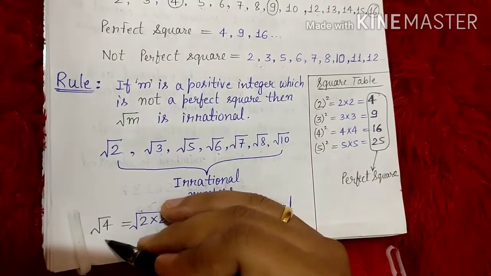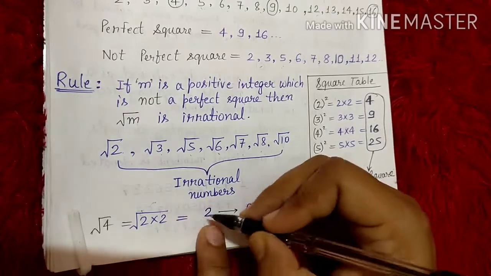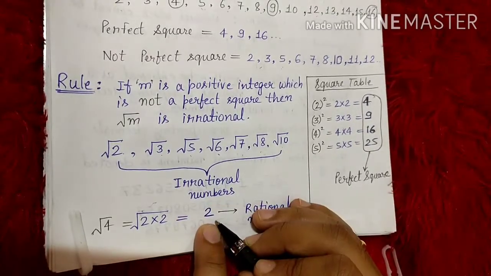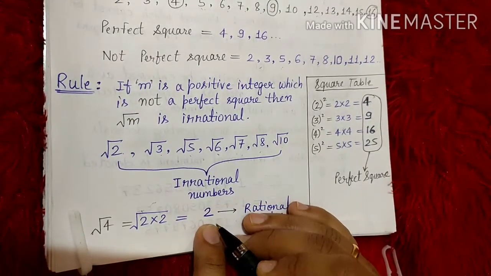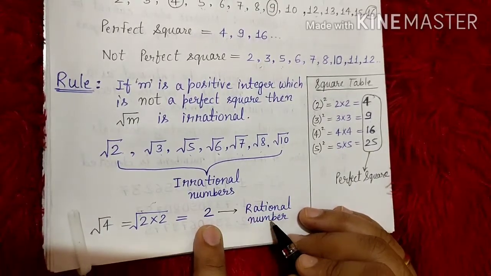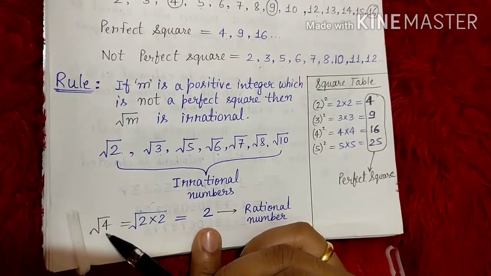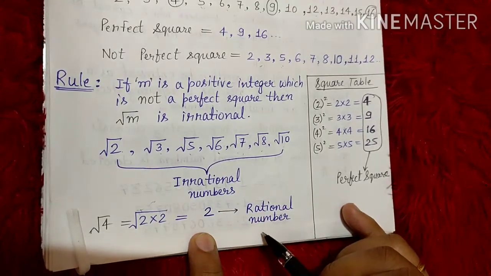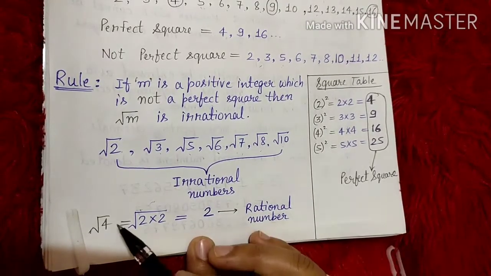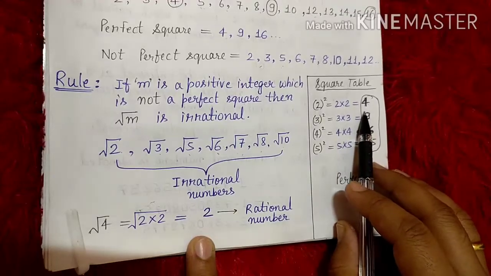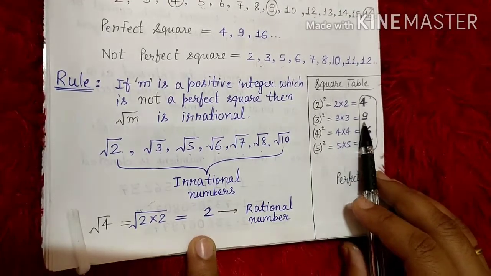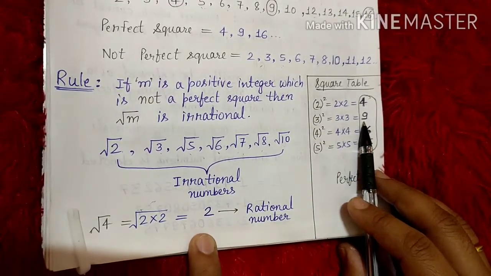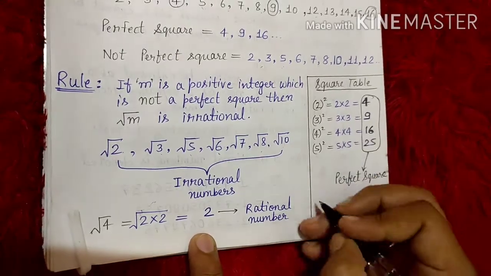So the square root of 4 is 2, and 2 is not an irrational number. In fact, 2 is a rational number. That's why root 4 can't be counted as an irrational number; root 4 counts as a rational number. Clear to you or not? So those which are perfect squares, in this way, root 9 is also a rational number, because root 9 equals what?